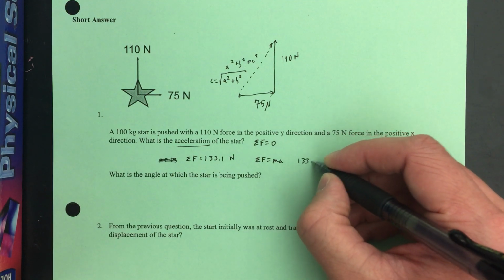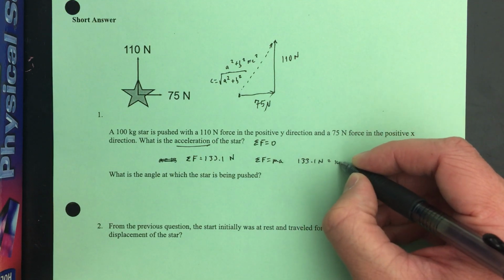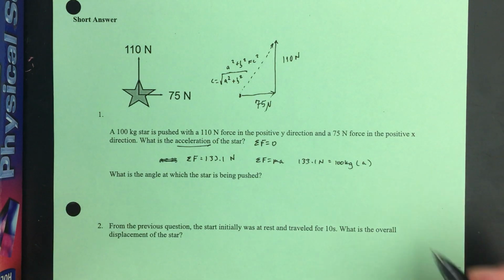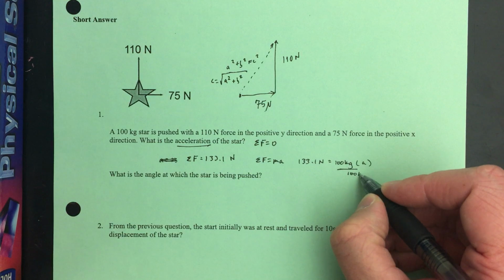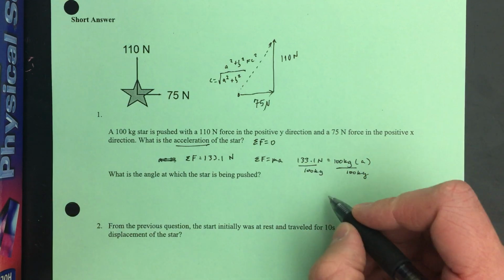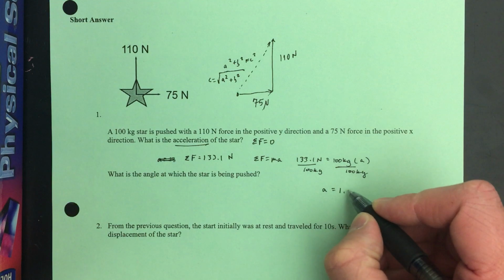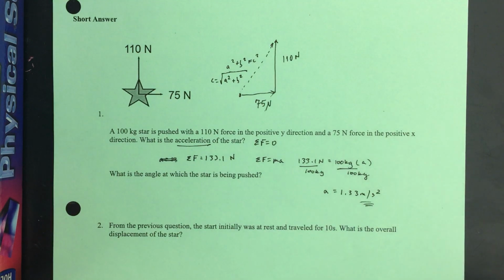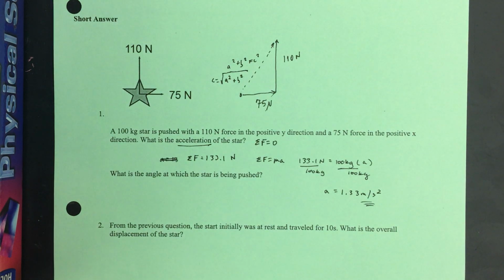To find the acceleration, the net force is equal to mass times acceleration. Therefore, 133.1 newtons is equal to 100 kilograms times a. We simply divide by 100, and acceleration is equal to 1.33 meters per second squared. A lot of folks leave off units on numbers. We need to make sure that those are included.